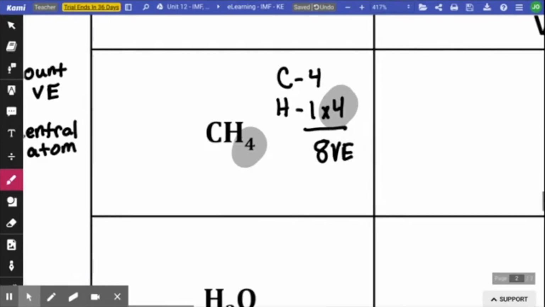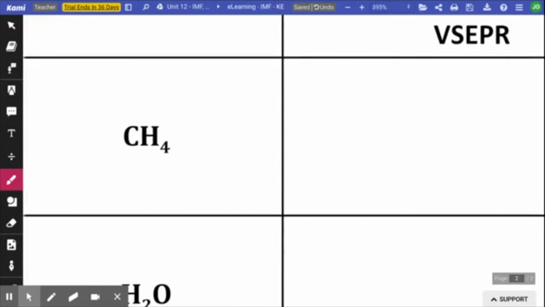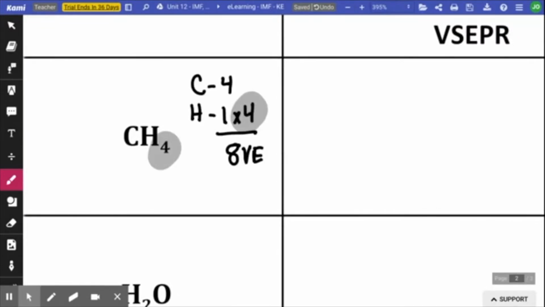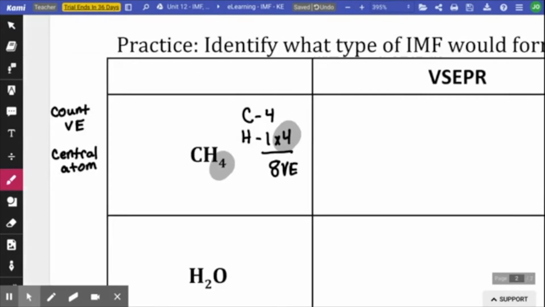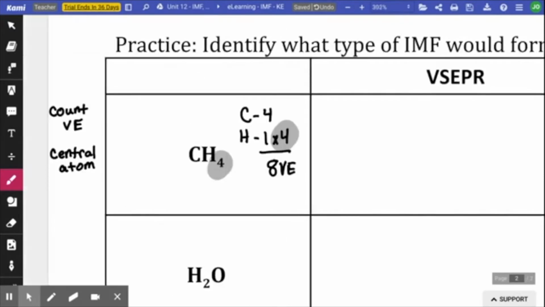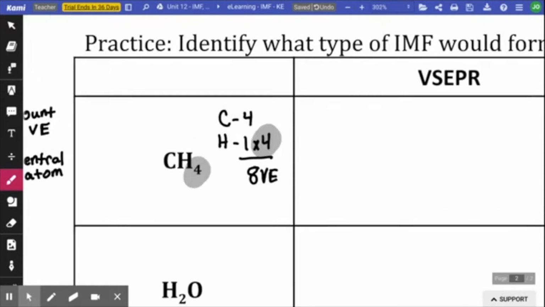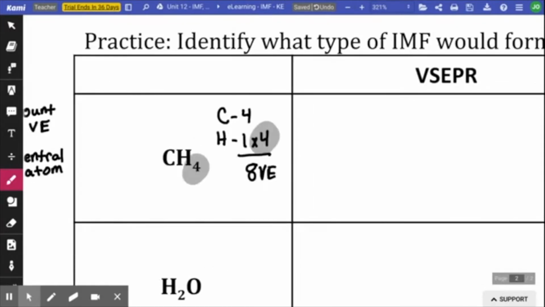All right. Now, when we look at this, our central atom is going to be carbon. Typically, the easiest thing to do when you're picking your central atom is to see which one you have fewer of. More often than not, that's going to be the one that's in the middle. So carbon.